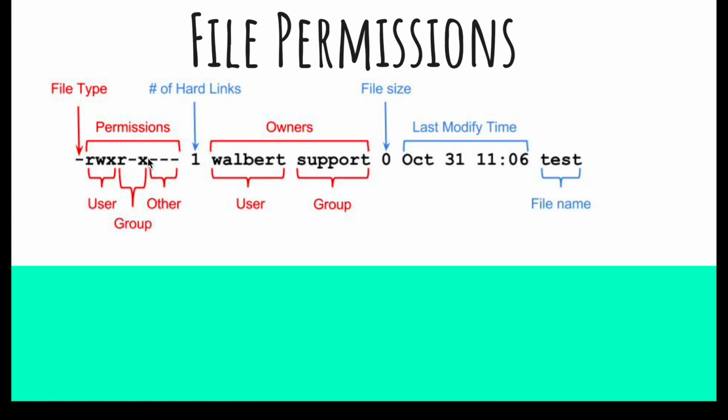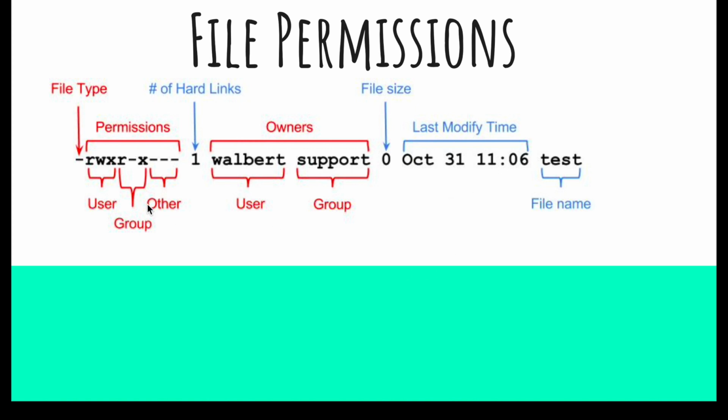Suppose instead of X in the last part, we can have S. That specifically means that if you have S, you can temporarily assume the access of the owner who has created the file. Since the user has rwx, if it has s here, you can temporarily assume all the permissions of the user. So that's it from the file permission side.